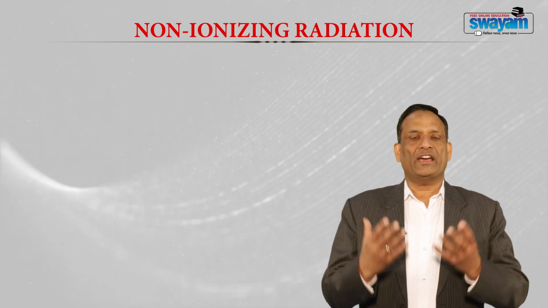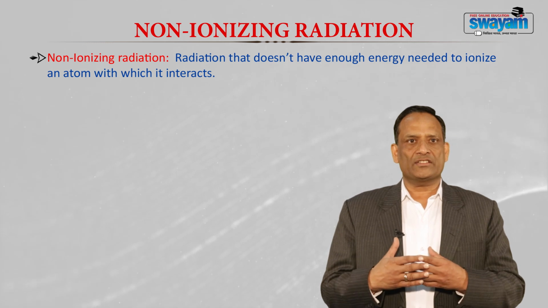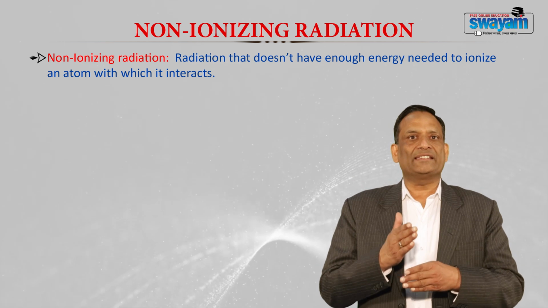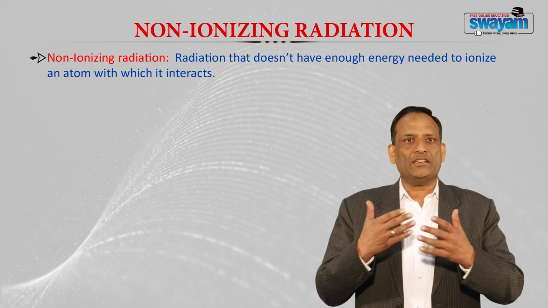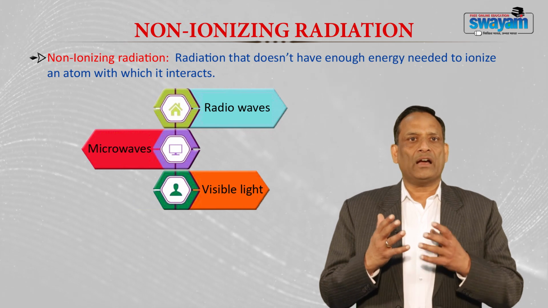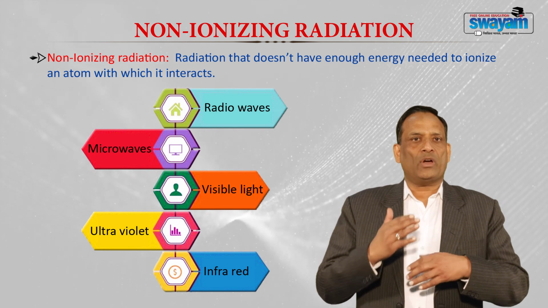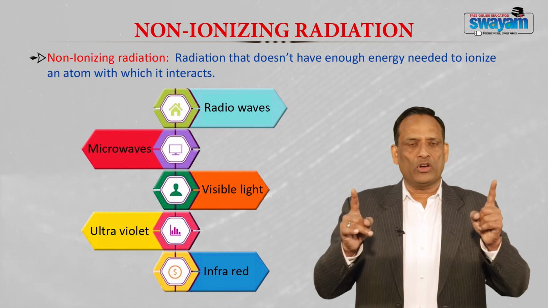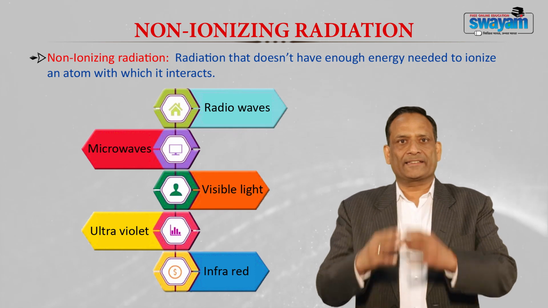Now, what are non-ionizing radiations? Non-ionizing radiations are those radiations that do not have enough energy needed to ionize an atom with which they interact. And non-ionizing radiation includes radio waves, microwaves, visible light, ultraviolet radiations and infrared radiations. So, I am again repeating that non-ionizing radiations have longer wavelength, whereas ionizing radiations have smaller wavelengths.